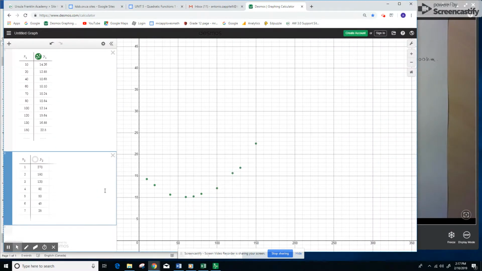So let's go back to our graph. I'm going to take out these values here, and I put in a second table for number 5, and you see that I don't see much.